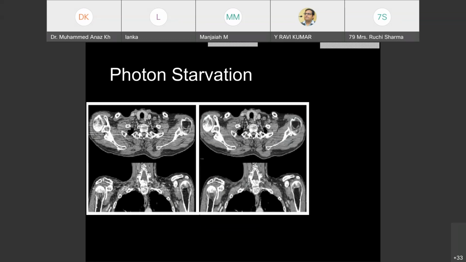Photon starvation means you can get a complete blackout in some situations. In spite of your adjustment of mAs, the milliampere-second, and kVp, the kilovolt peak, sometimes you still lose certain information within the body parts. That is called photon starvation.